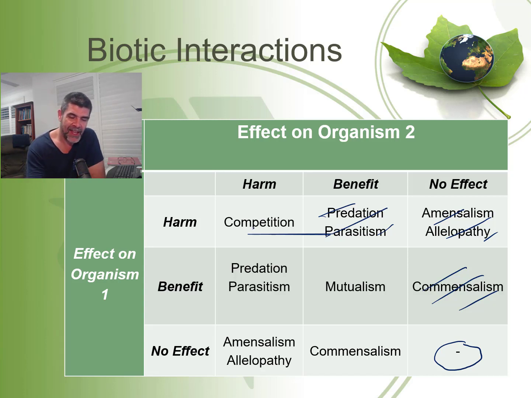The first one is where there's potential harm to both the individuals involved or to the groups of organisms that are involved in competition. So competition is about a particular type of resource.